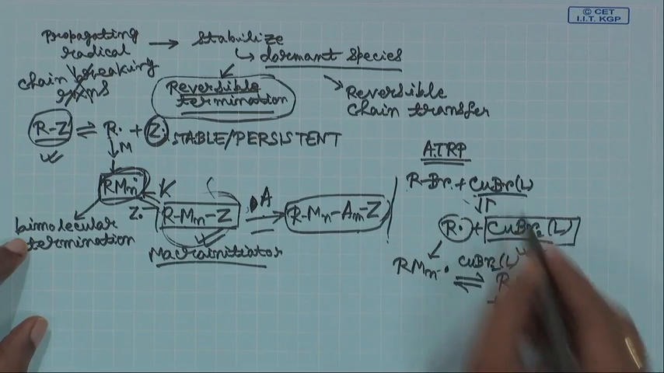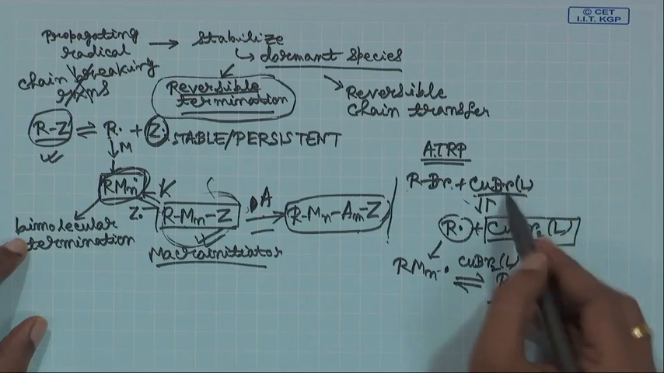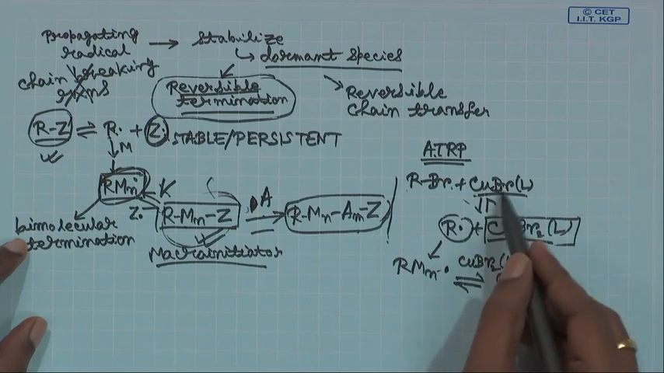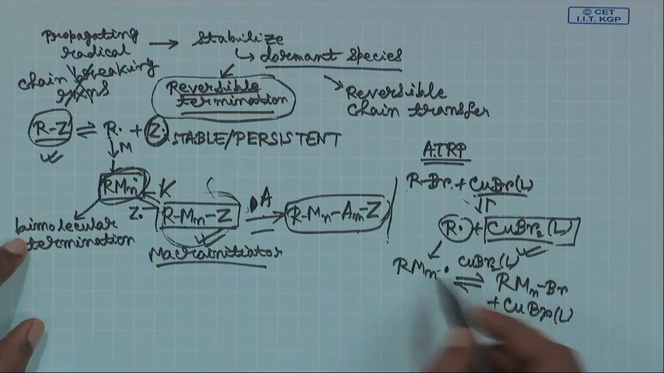So, it is a catalyst because CuBr is formed back at the end, and you are using a nitrogen based ligand to stabilize this, in a way to solubilize it in the particular organic solvent that you are using.